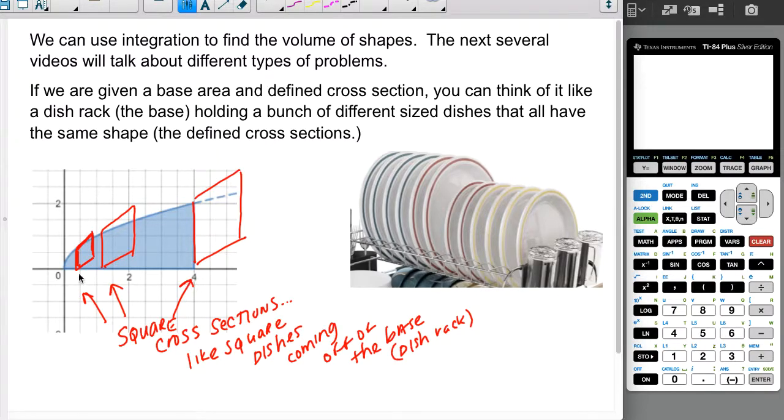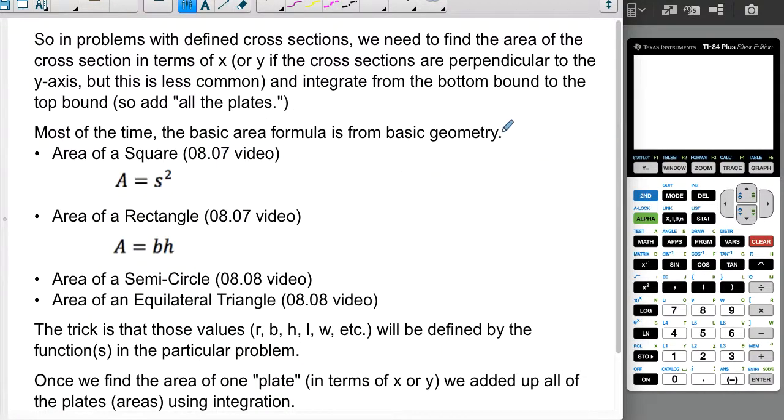So there's a super tiny square plate here, and then a slightly bigger square plate here, and a slightly bigger one here, and they're all coming out of the board, coming out of this screen towards you right now. There are infinitely many of them, and they're creating a shape. These square cross sections are creating a 3D shape that comes out of the board. That's what we're going to be doing in this video and in the subsequent videos, just with different kinds of cross sections. In this particular video, we'll be focusing on squares and rectangles.